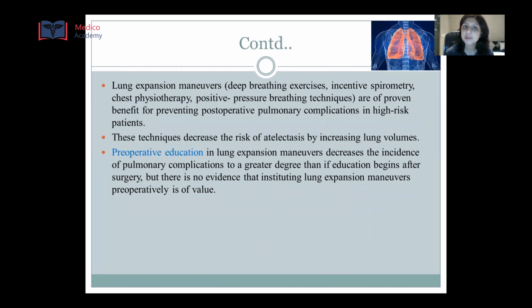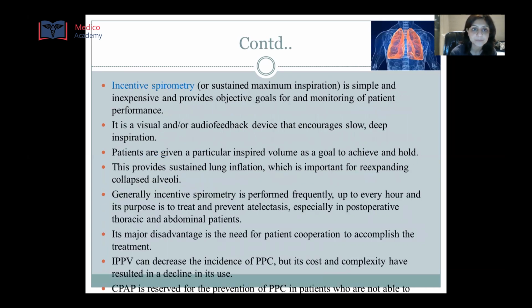Other lung expansion maneuvers like deep breathing exercises, incentive spirometry, chest physiotherapy, and positive pressure breathing techniques are of proven benefit for preventing the PPCs in high-risk patients. They decrease the incidence of atelectasis by increasing the lung volumes. Pre-operative education in lung expansion maneuvers decreases the incidence of pulmonary complications to a greater degree than if education begins after the surgery. But there is no evidence that instituting a lung expansion maneuver pre-operatively is of any value.